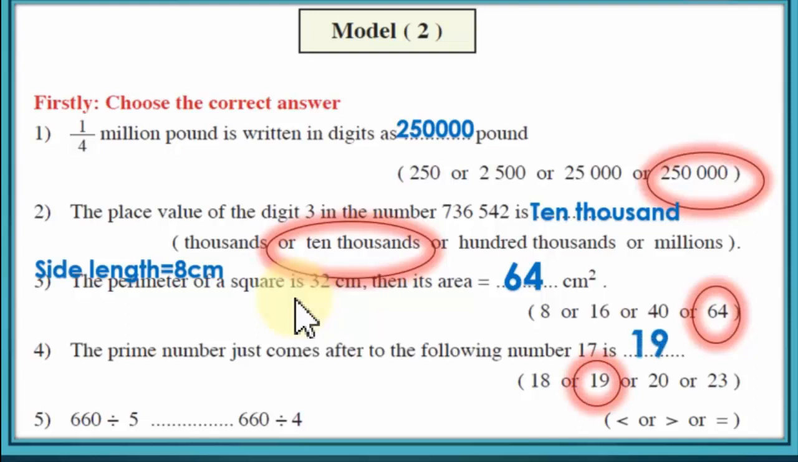What about 660 divided by 4 and 660 divided by 5? Which one is greater? 660 divided by 5 equals 132. 660 divided by 4 equals 165. So 660 divided by 5 is less than 660 divided by 4. We can solve it without calculating the quotient. When we divide 660 by a number greater than 4, the value of the quotient is less than the value of the other operation.